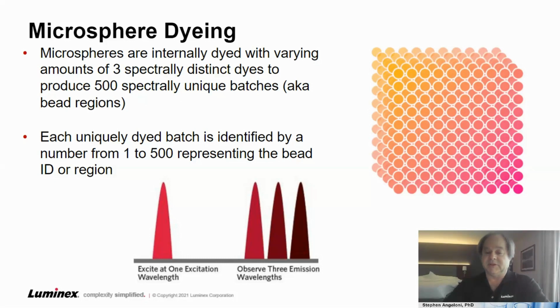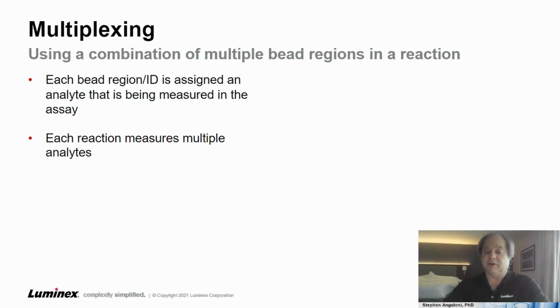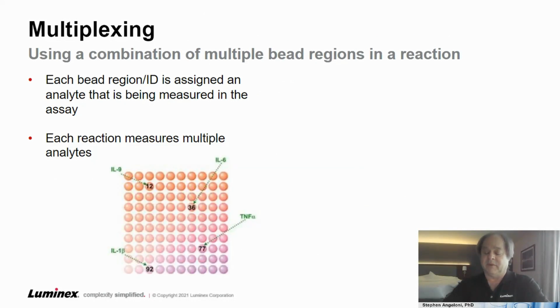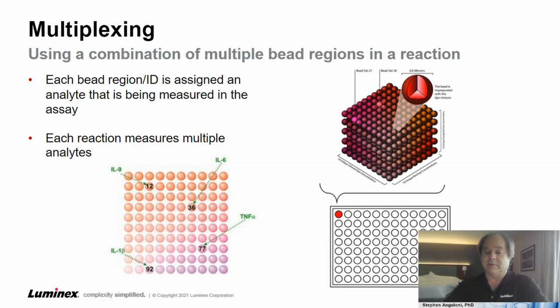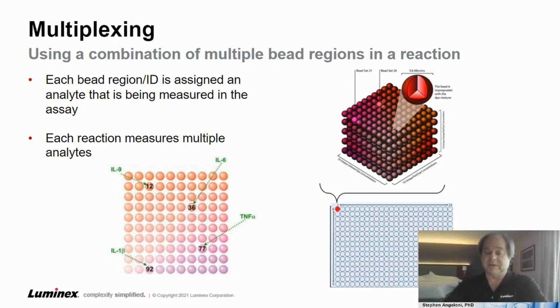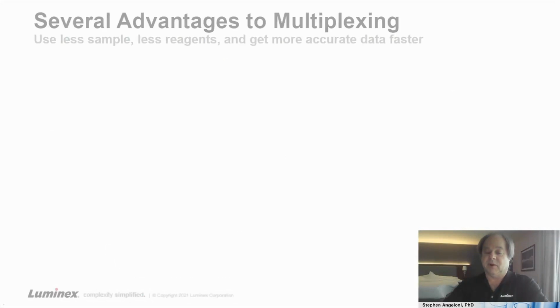So the way multiplexing is achieved is that each bead region or bead ID has a molecule that's specific for capturing a certain analyte. When you have a number of these different bead regions mixed into one reaction, each bead is capturing a different analyte to report to you on the level of that analyte in the sample. This allows you to have in each well of a 96-well plate literally almost 500 different markers in that well. And if you have one of our FM3D or iFlex instruments, you can also do the same thing in 384-well plates.